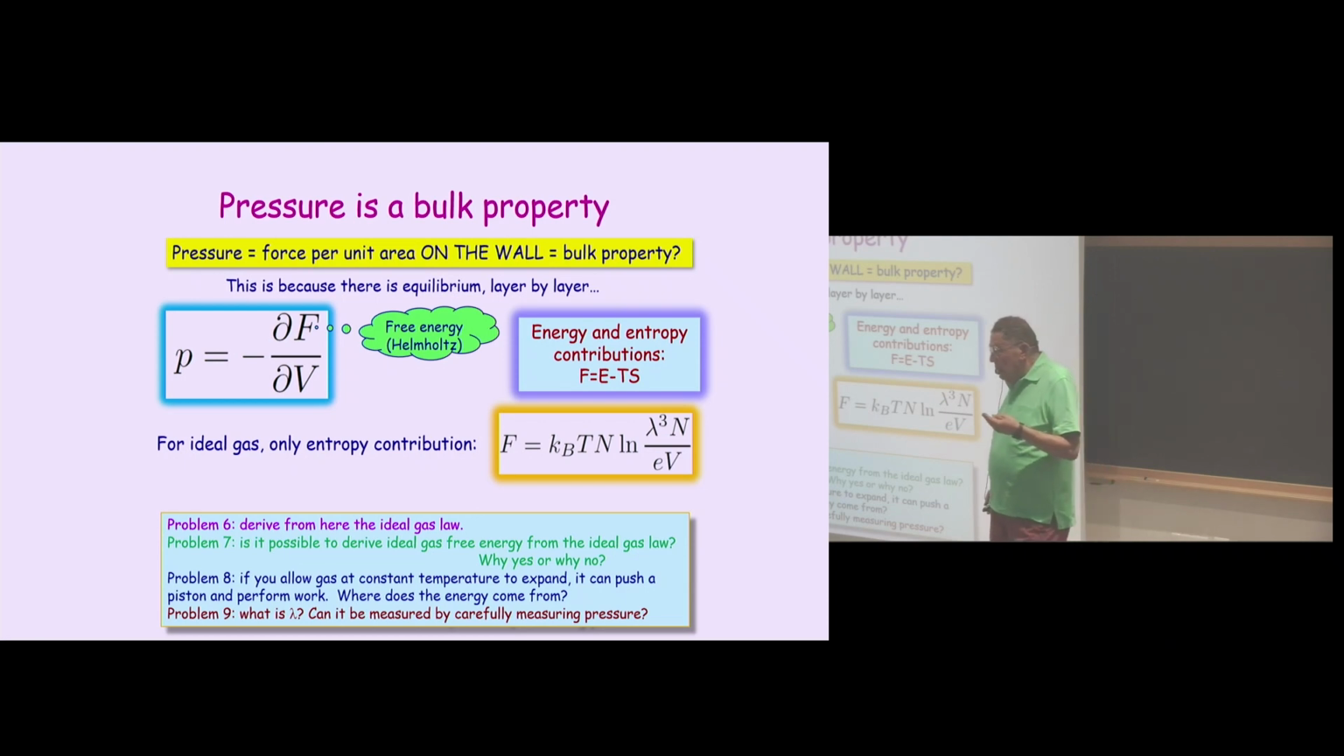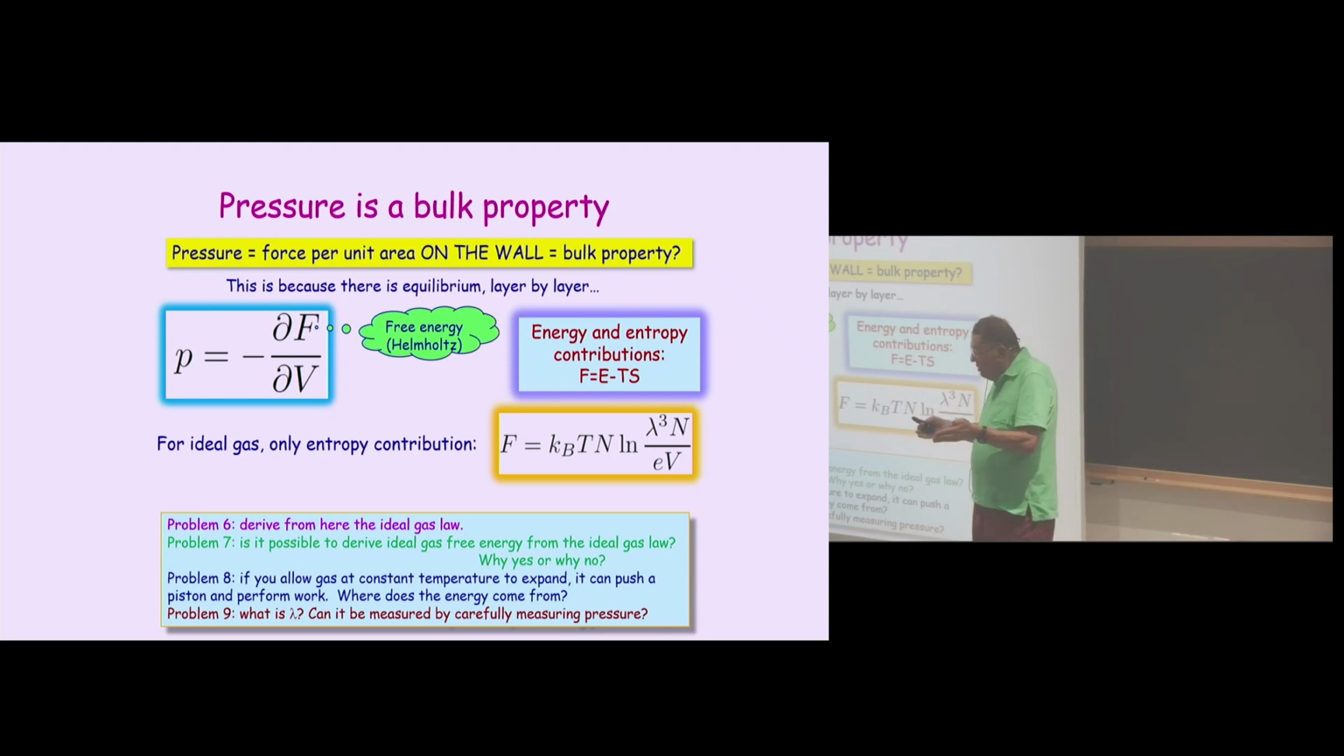ideal gas pressure is due to entropy. It's not due to energy, but it is due to entropy. Because it's a property of thermal motion proportional to kT, it is actually due to the entropic part of the free energy. Also, you learn that indeed it does not depend on the properties of the wall, which is consistent with the fact that it's a local property.